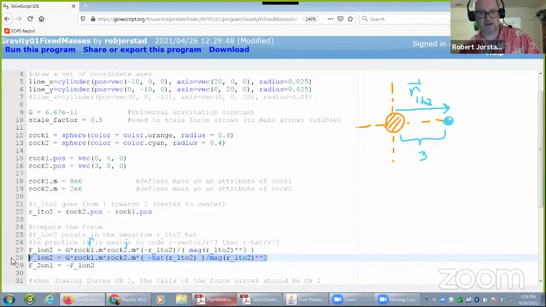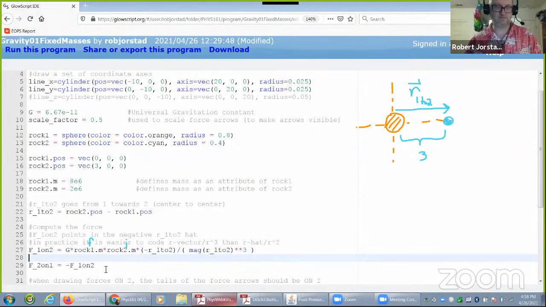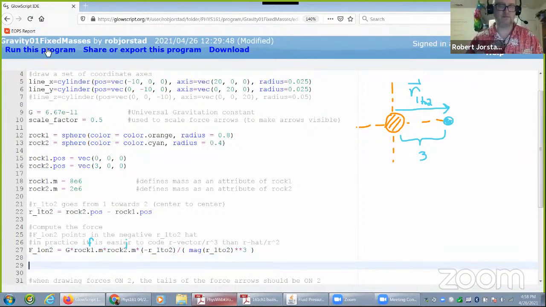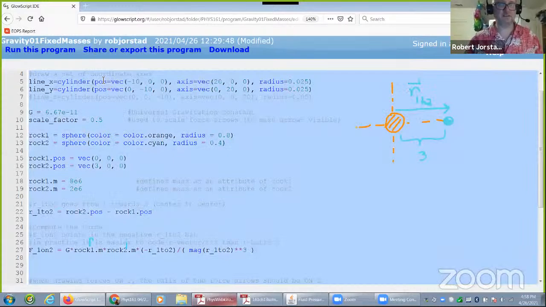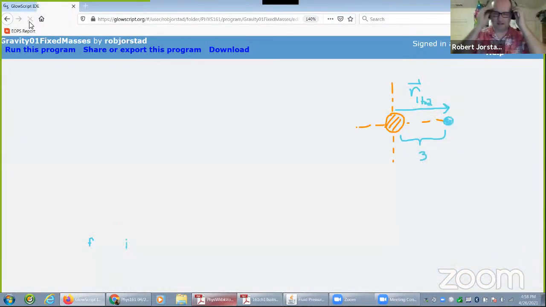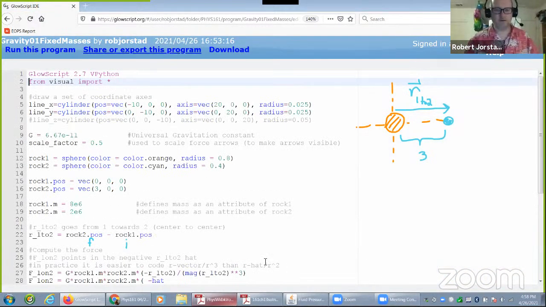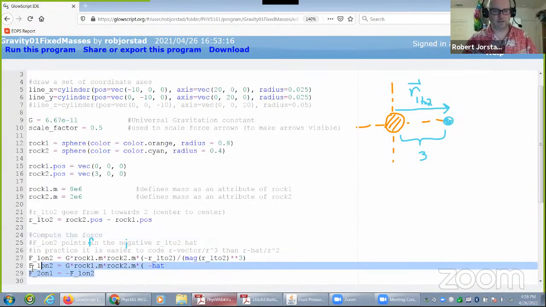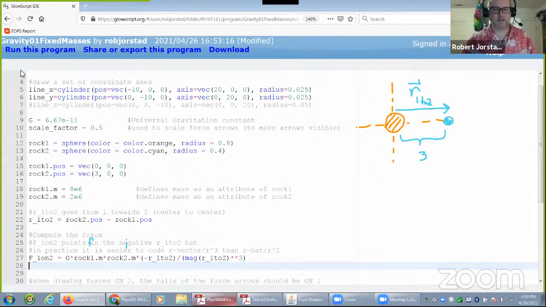So let me just get this out of here because we don't need it. Let's just do this, just in case it locked up on me. I just copied everything and hit reload. Ah, the joys of GlowScript. Yep. So let's just get rid of this junk. And let's run this thing and see what it looks like.